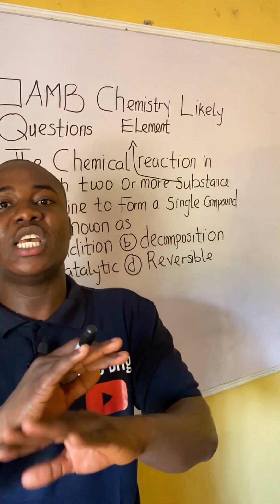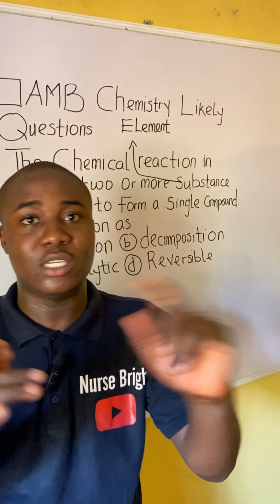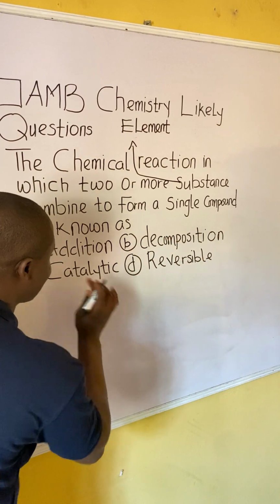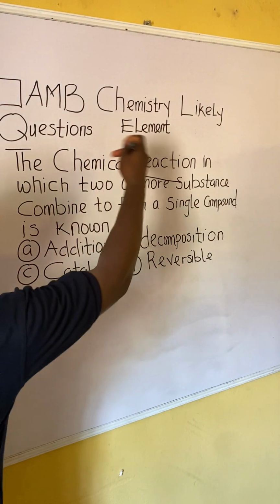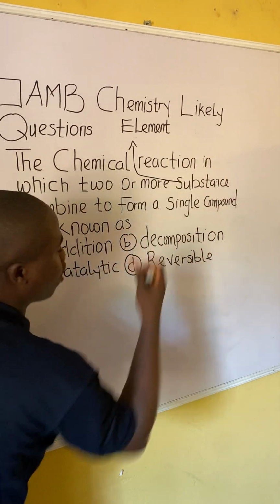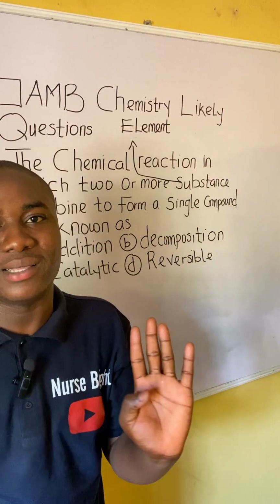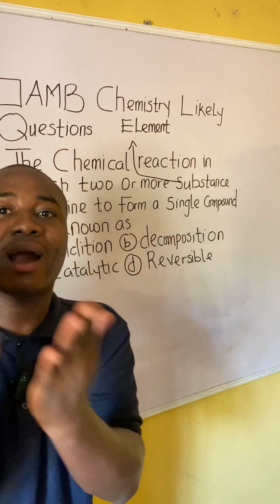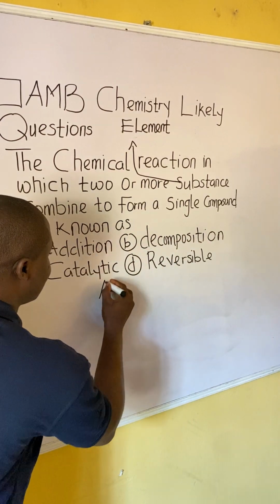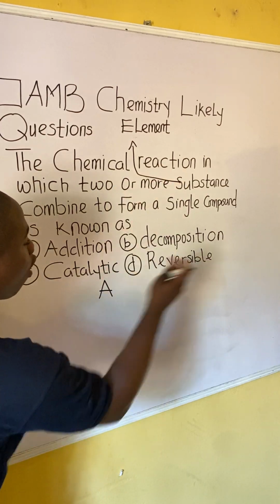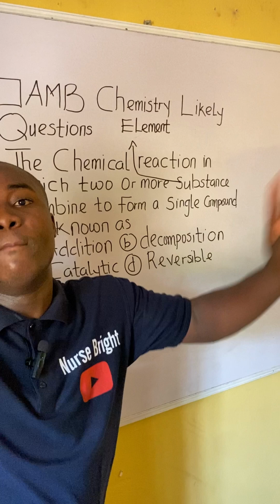So the elements I'll be using to explain this question will be symbols. I'll be using A, B, C. So let's say, based on what I read, they said the chemical reaction in which two or more substances or two or more elements. In this case, I'll be using just two elements so that it will be easy for you to quickly catch what is happening here. So I'll be using A and B. So a reaction in which two or more elements, but I'll be using just two.